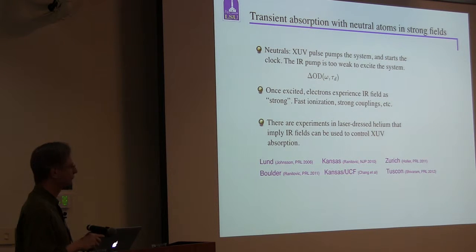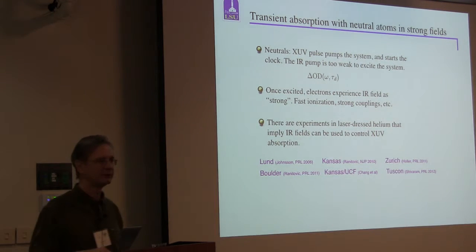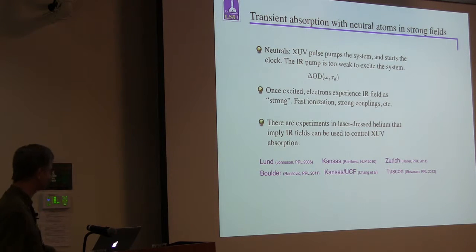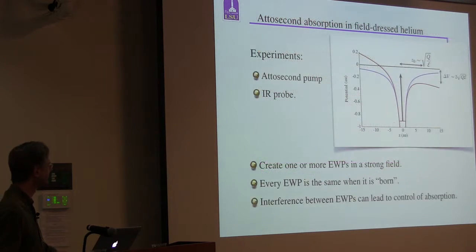So we want to do the transient absorption in neutrals. The XUV pulse is going to pump the system and start the clock. The XUV pulse is too weak to excite the system strongly. We'll look at the change in optical density, that's the fancy word for it. We'll look at the energy that gets taken out at each frequency as a function of the delay. Once excited, the electrons experience the IR field as strong, so there's fast ionization and strong couplings. There are lots of experiments that have been done in these types of systems now. This is an incomplete list of people that have been studying this experimentally.